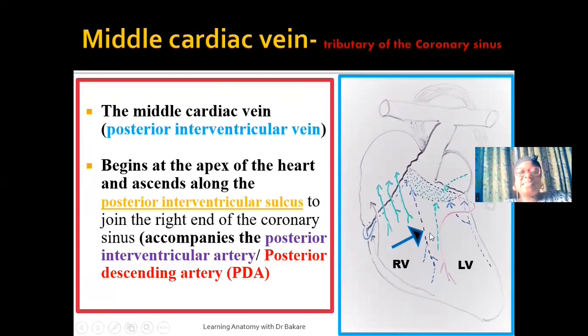And what accompanies the posterior interventricular vein is the posterior interventricular artery, just as the name implies, or the posterior descending artery, PDA. We've also discussed this artery in our previous lecture on the coronary artery. You can go and check that lecture up to keep yourself updated. So what accompanies the middle or the posterior interventricular vein is also the posterior interventricular artery or the posterior descending artery. And if you look at the path by which it runs, it is seen to pass through the posterior interventricular groove before it is finally released into the right side of the coronary sinus. So it is on the right side of the coronary sinus that the posterior interventricular vein will empty the deoxygenated blood into.